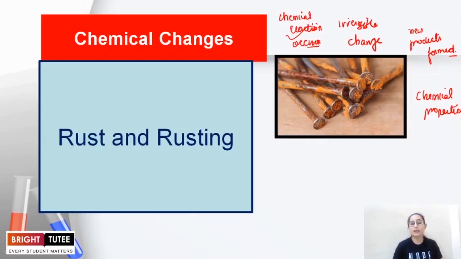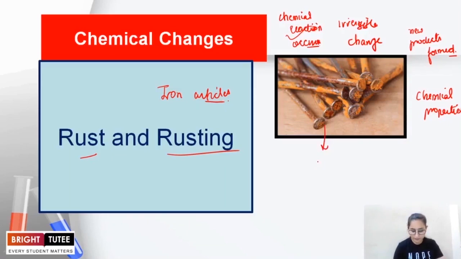So what are these changes? Let us discuss some examples. The first one being rust and rusting. Students, you know about iron articles, right? There are iron objects all around you. Now what are these objects basically? Iron objects can be nails, right? Any railing you are walking across, right? Any handles, right? So all these, there are some instruments, utensils as well.